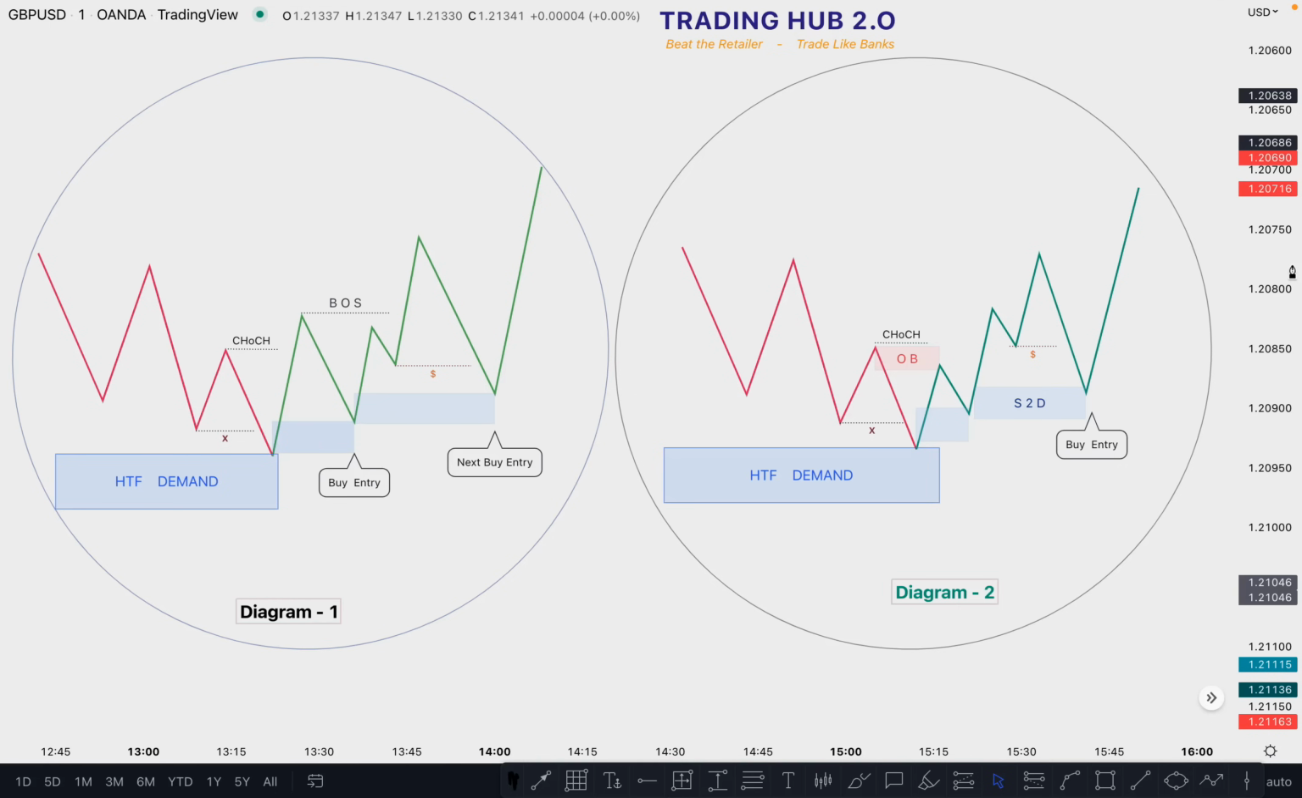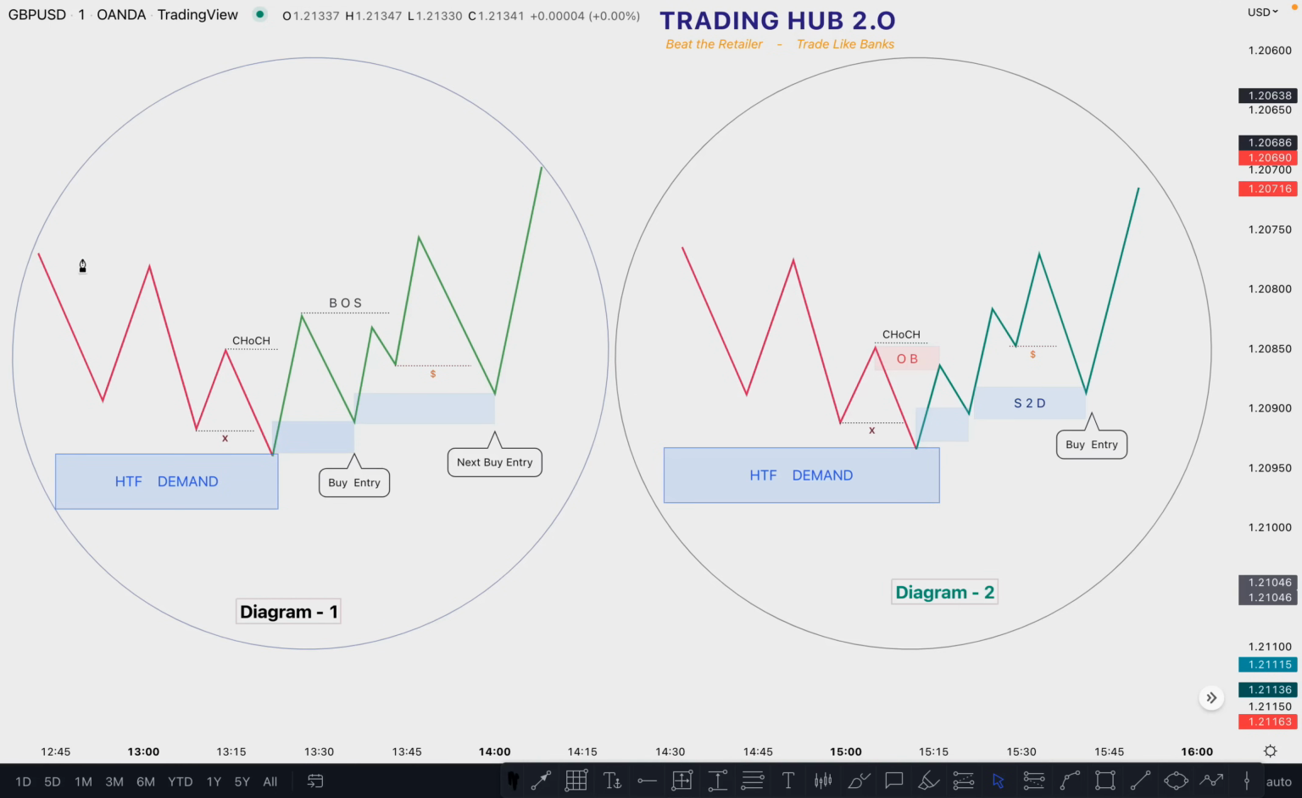So now let's switch into the topic. You can see on the screen we have two diagrams, diagram 1 and diagram 2. These are both examples for the buy. In diagram 1, you can see when the market taps into our POI zone, the market is looking for the reversal, and how you can catch where the reversal move is.